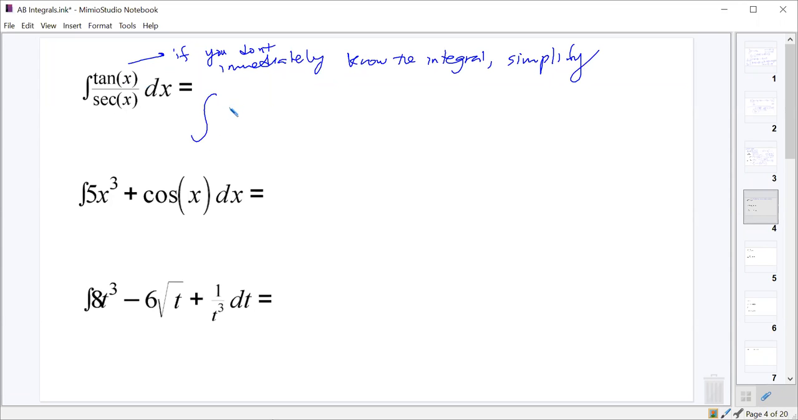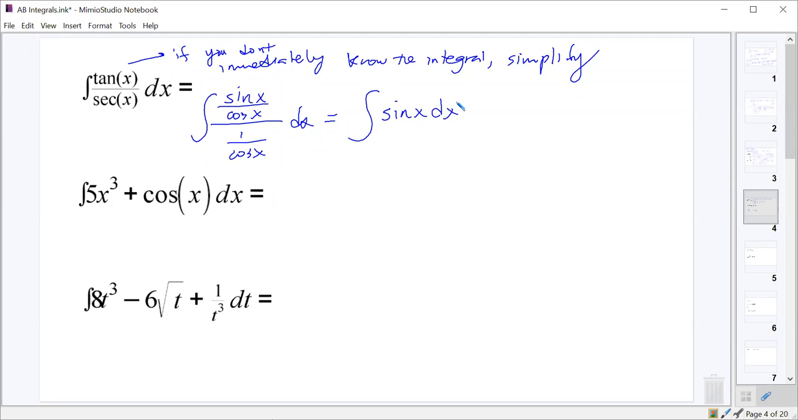What is tangent x? It could be written as sine x over cosine x. And secant x could be written as 1 over cosine x. And what does that become? Just sine x. And so now we just want to know what's the integral of sine x.